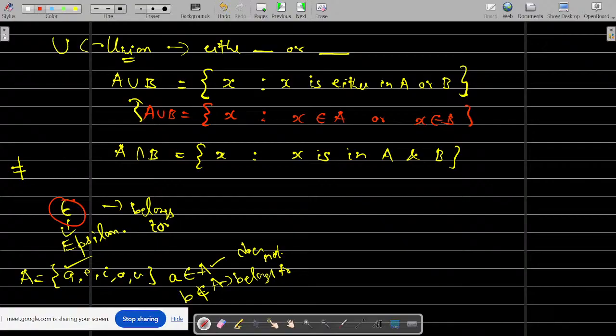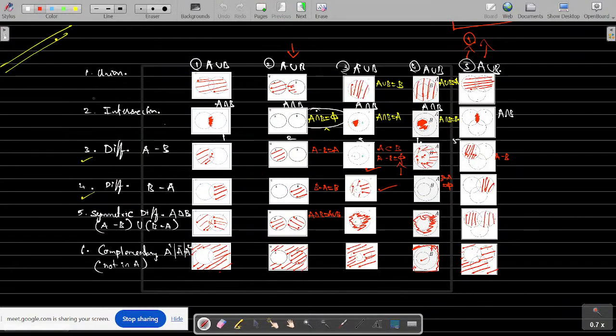Okay, shall I continue for intersection? A intersection B is equal to the set of all X such that X belongs to A, and X belongs to B. Instead of or, you get and. The only difference is here it is or and here it is and. Now I'll fit all these things in that main page.